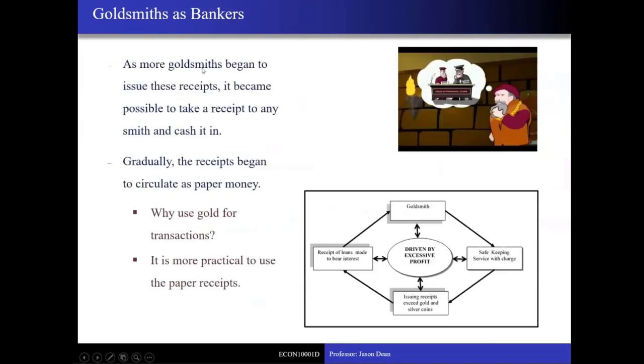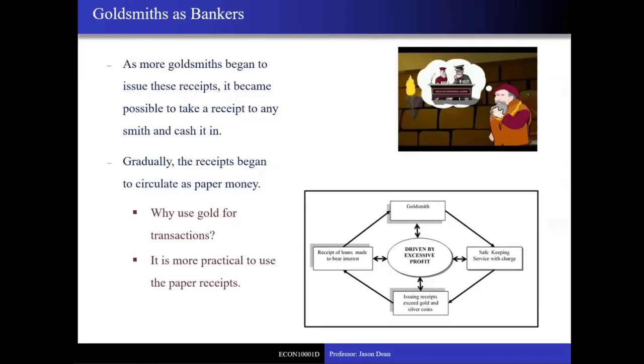As more goldsmiths began to issue these receipts, it became possible to take a receipt to any goldsmith and cash it in. And then eventually the receipts began to circulate as paper money. And why would they do that? Well, just think about it.